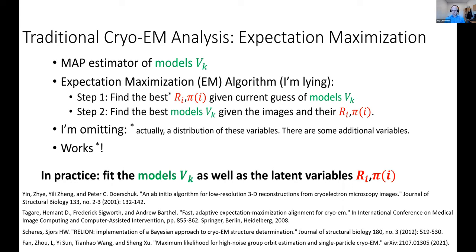try to solve it. Usually the traditional approach is using an expectation maximization algorithm, maybe abusing a few details, but in general it's an iterative algorithm which starts with some kind of model. Then for each image, it tries to find the best fit for which model it comes from and what viewing direction it comes from. Then it takes these images, with their classification and the different orientation assigned to each one of them, and tries to find the best model that fits them. I'm lying about a few details. There is some marginalization over a few things there, but this is the general idea of how this works, and it actually works. There's a Nobel Prize for this a few years ago, so it works pretty well.